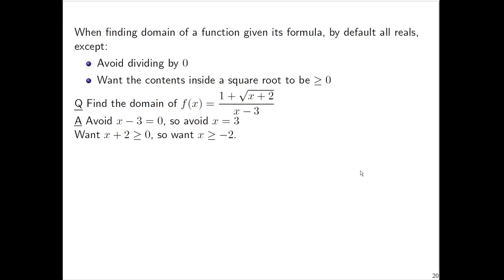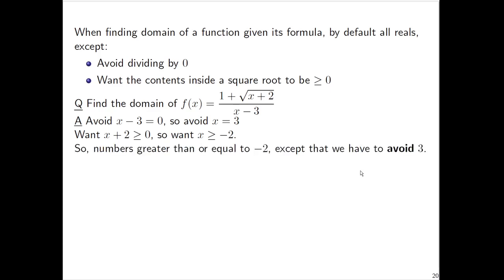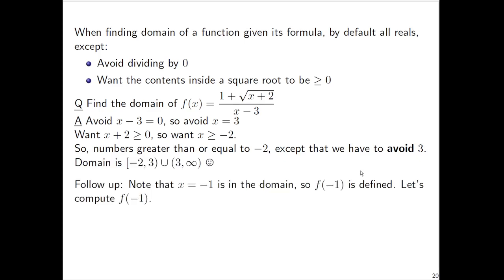And when you subtract 2 on both sides, we want x to be greater than or equal to negative 2. So numbers greater than or equal to negative 2 are all fine, with one exception. We have to avoid the number 3. So the domain is bracket negative 2 comma 3 parenthesis union parenthesis 3 comma infinity parenthesis.